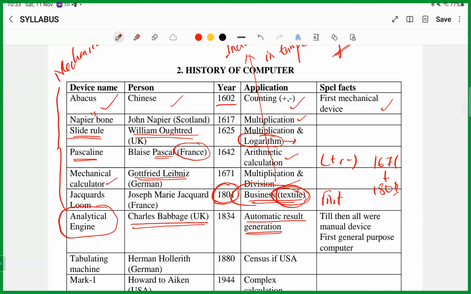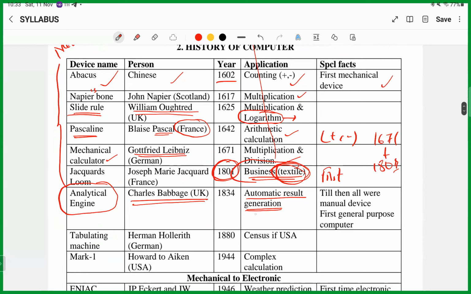Okay, but analytical engine ಅಲ್ಲಿ ಆಟೋಮೆಟಿಕ್ ಆಗಿ ರಿಸಲ್ಟ್ ಜನರೇಷನ್ ಆಗುವಂತ ಒಂದು ಡಿವೈಸ್ ಅನ್ನ ಕಂಡುಹಿಡಿತಾರೆ. ದಟ್ಸ್ ಅ ಟ್ರಾನ್ಸ್ಫಾರ್ಮೇಶನ್ ಚಾರ್ಲ್ಸ್ ಬ್ಯಾಬೇಜ್ has done it. That's why it is important. That's why he is called the father of computer. ಆಟೋಮೆಟಿಕ್ ರಿಸಲ್ಟ್ ಓರಿಯೆಂಟ್ ಆಗುವಂತ ಡಿವೈಸ್ ಅನ್ನ ಕಂಡುಹಿಡಿಯುವಂತದ್ದು 1834 ಅಲ್ಲಿ. This year is very important. They can ask you. Okay. See, I've written here. Till then, all were manual devices. Okay, and this is the first general purpose computer.